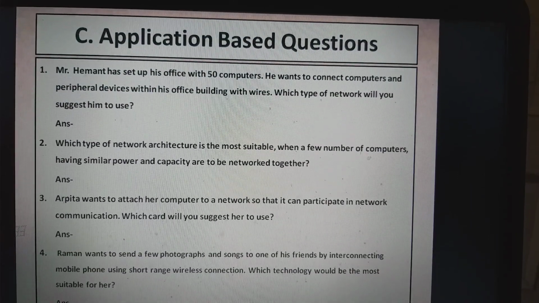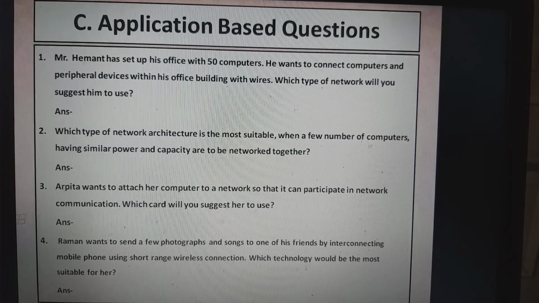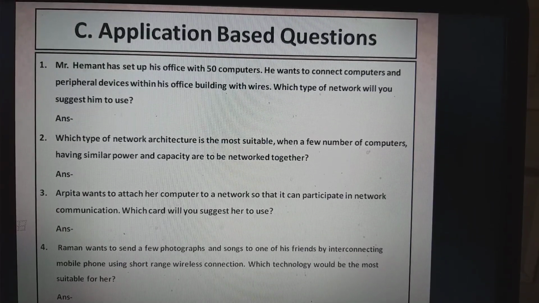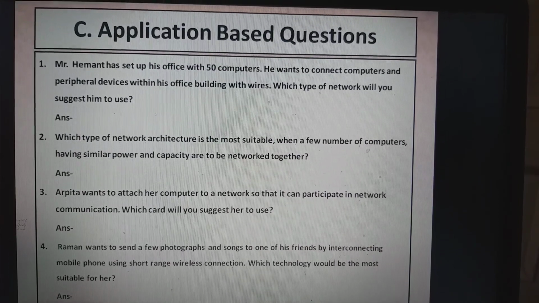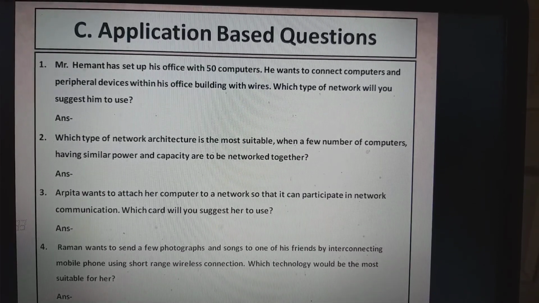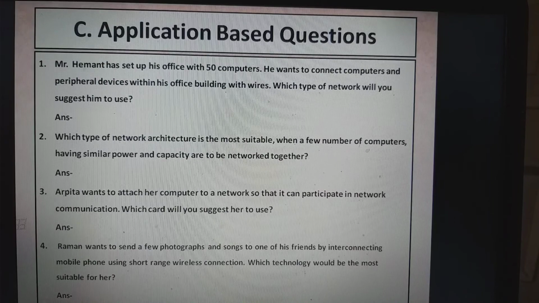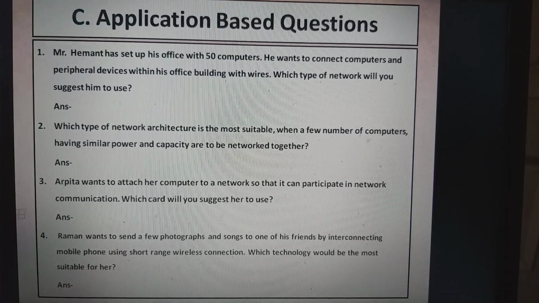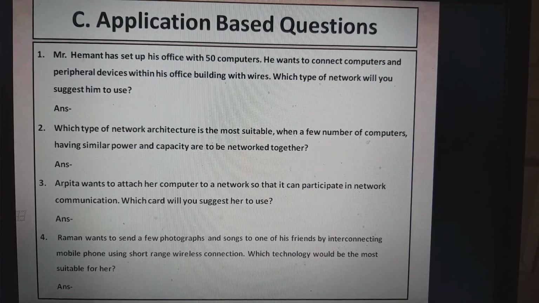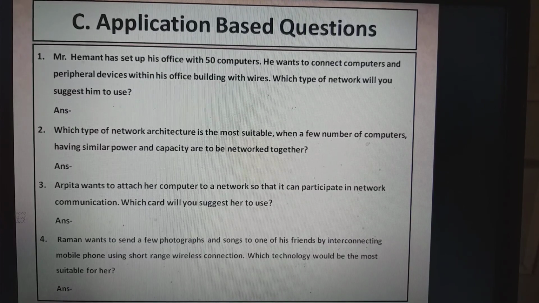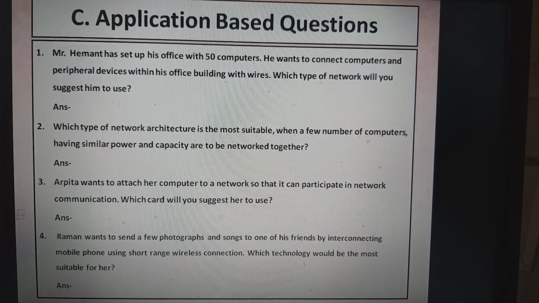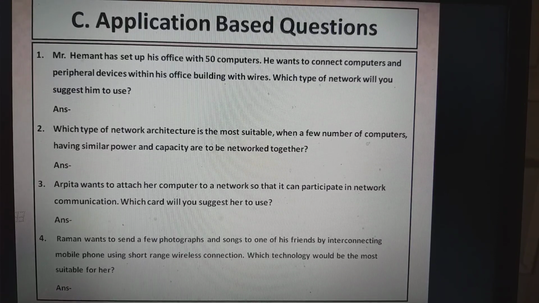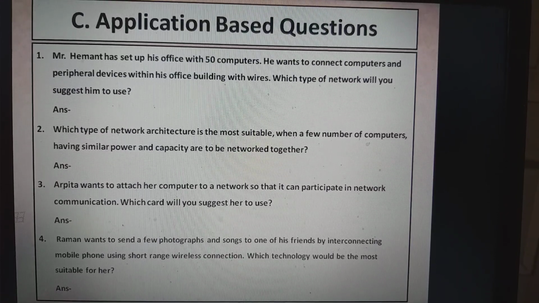Now, we will discuss application-based questions. See number 1. Mr. Hemant has set up his office with 50 computers. He wants to connect computers and peripheral devices within his office building with wires. Which type of network will you suggest him to use? So, it is mentioned here 50 computers and within office building. So, the answer will be local area network.